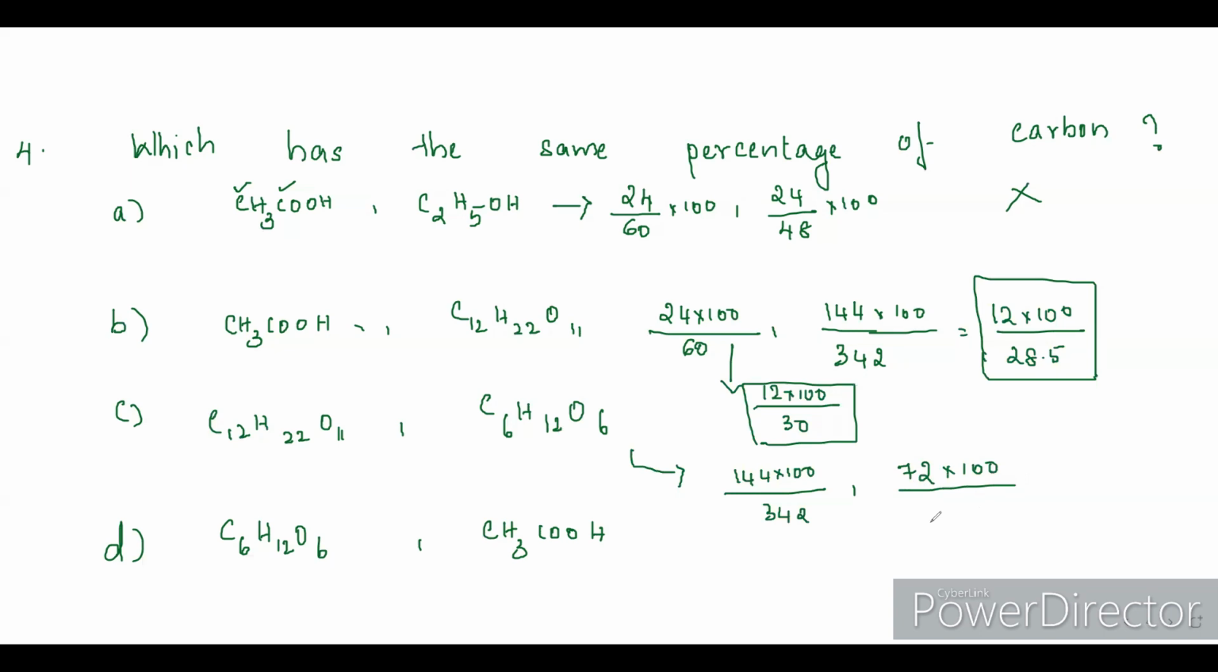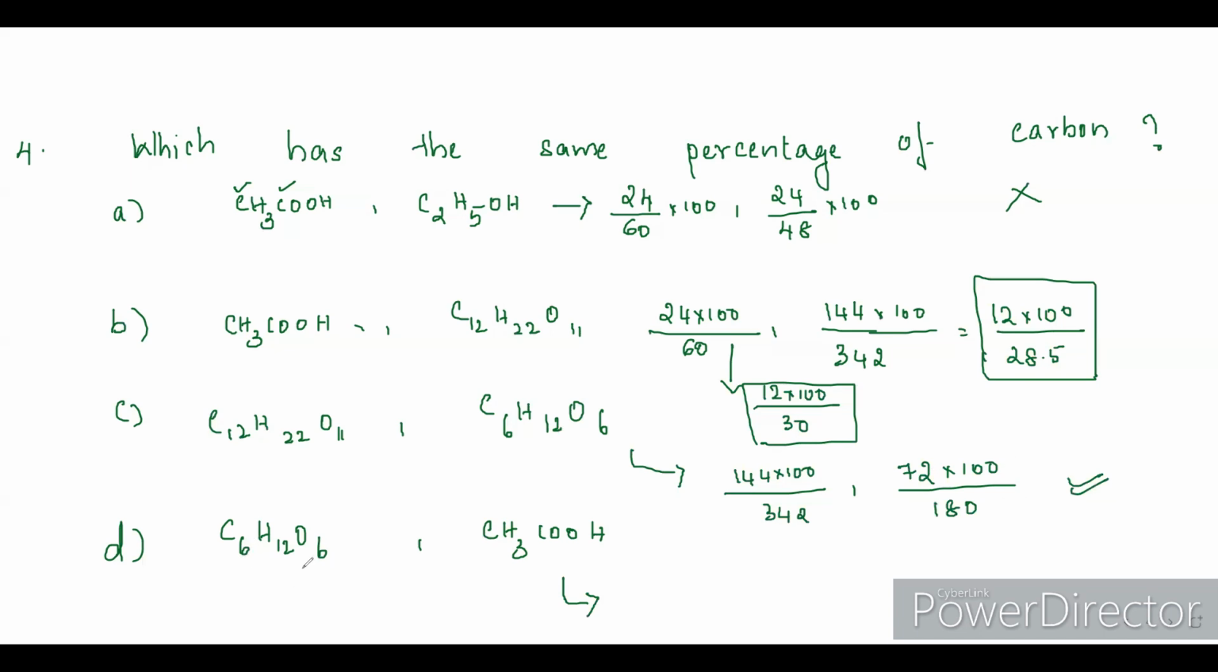72 into 100 by 180. Okay. So again, you can prove that even if you divide 144 and 342 by 2, you are not getting a closer value or same value. Now, our entire hope is on the last question. You can try this. You can prove that these two are not the same.